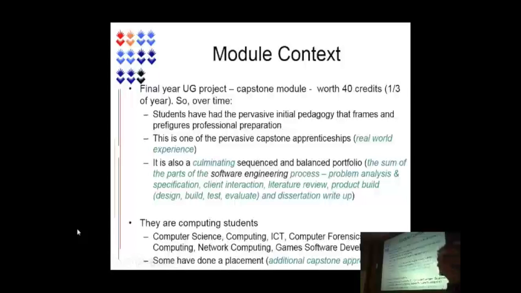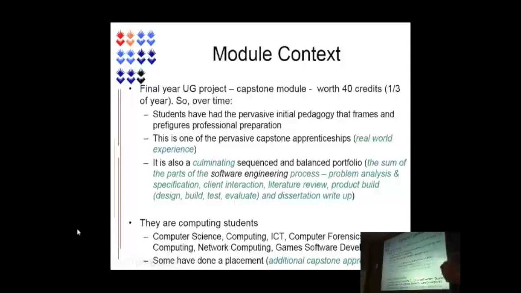For us as well, the reason why we thought the e-portfolio might be useful in their final year project is because what they do in the project is they show evidence of all of these different components of the computer science degree: the problem analysis and specification, client interaction, product design, build, test, evaluate, all of those things, and we're able to bring them together nicely in the e-portfolio.